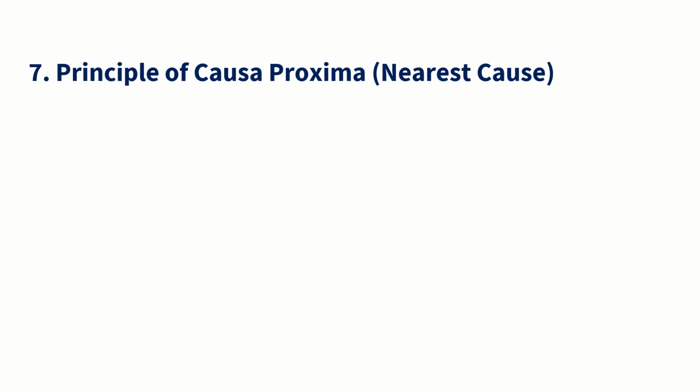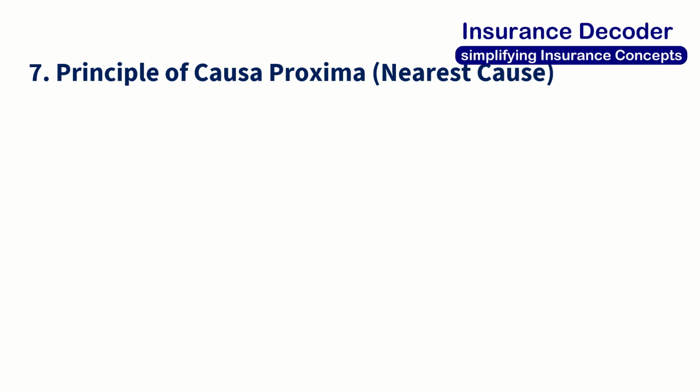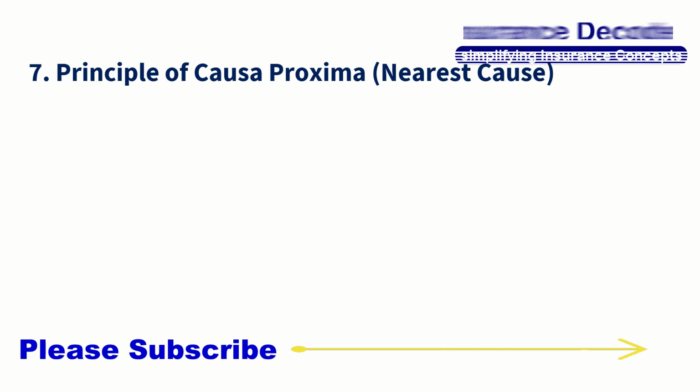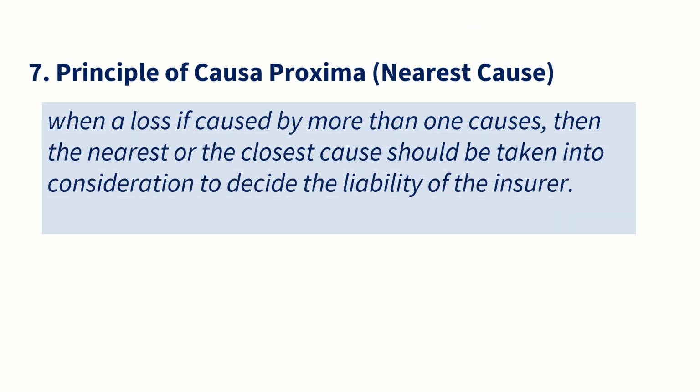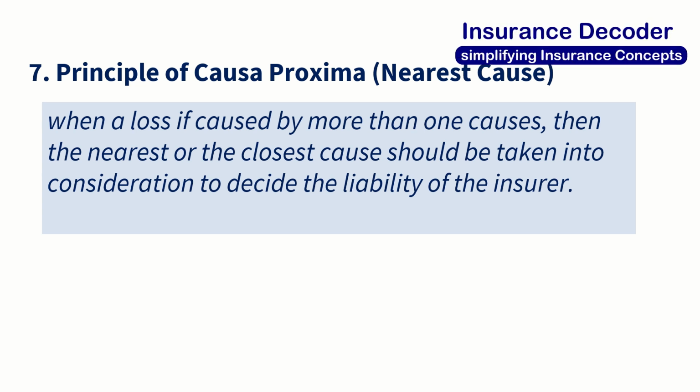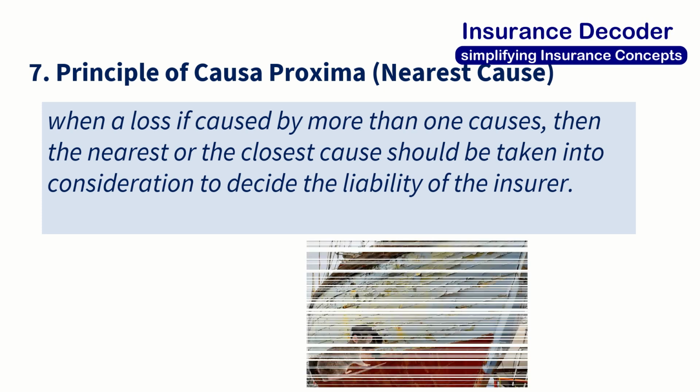The next principle is the principle of Causa Proxima, or nearest cause. According to this principle, if your loss has been caused by two things, then the nearest cause should be taken into consideration to decide the liability of the insurer.